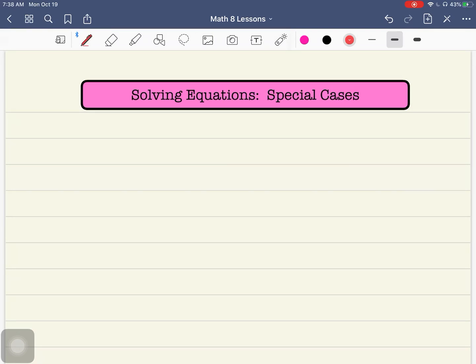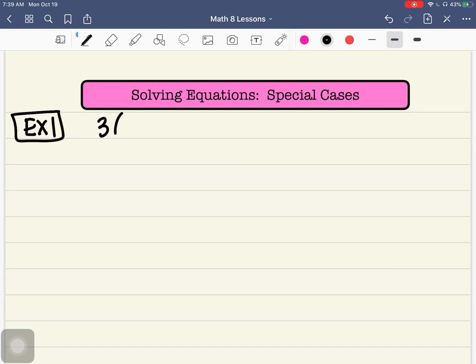Hey guys, so today we're going to solve more equations, and some things are going to happen that we've not seen before. It may look a little bit weird and different, but we just need to know what it means and how we can answer the questions because we know what it means. So I'm just going to start with an example right away, and we'll see what happens with this example.